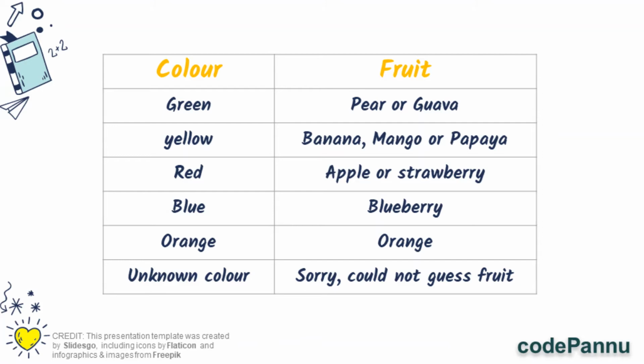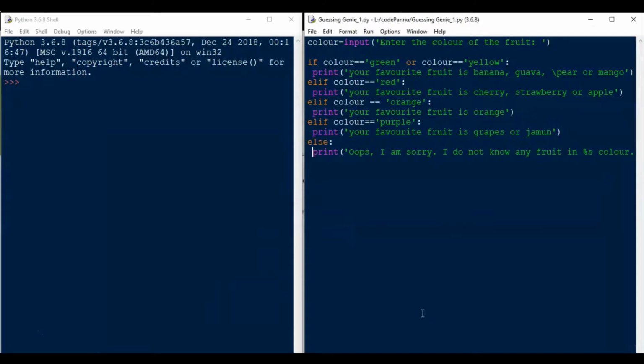So let me go to Python and show you my code. So first I want to ask for the color of the fruit. So I wrote an input statement. So here I've written my input statement. So whatever value the person gives will be in this variable called color. Next, we are going to use if condition to print the correct statement.